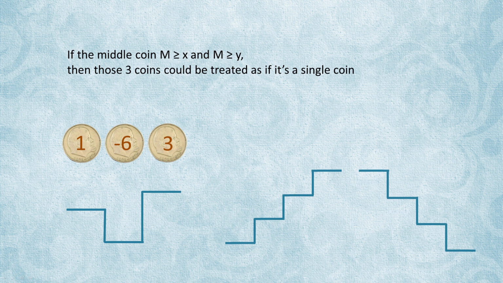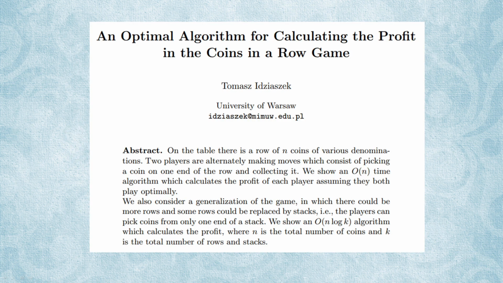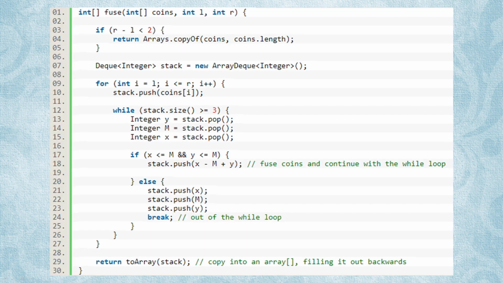So now, making use of the first observation, when deciding whether to take a coin from the left or from the right, we can just compare them to each other and know immediately which direction to go in. You can find a formal proof that these rules hold in Tomasz Idziaszek's paper linked in the description.